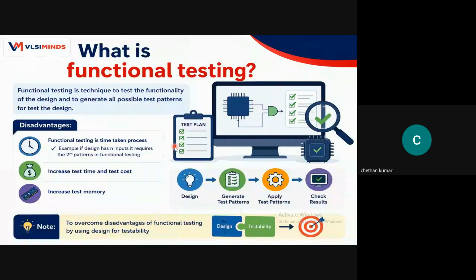So let us discuss, if we don't have DFT testing logic, or if you don't have DFT in our design, how do we test? It has to be taken care of by the functional team itself. That is called functional testing.